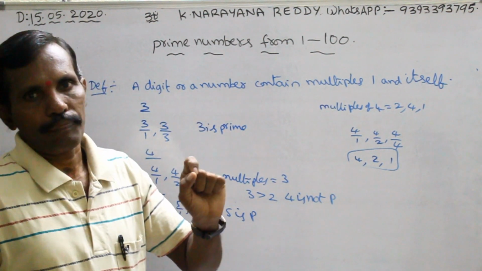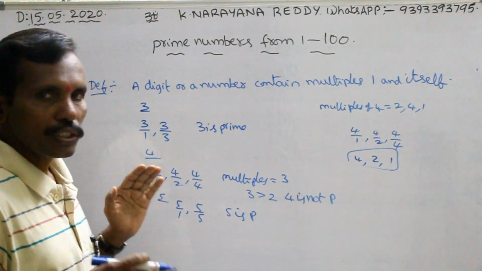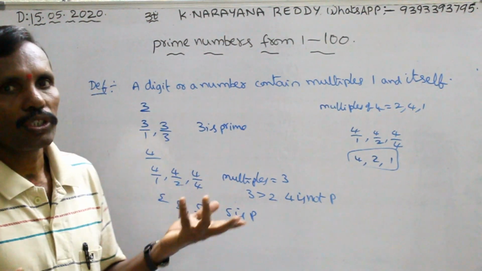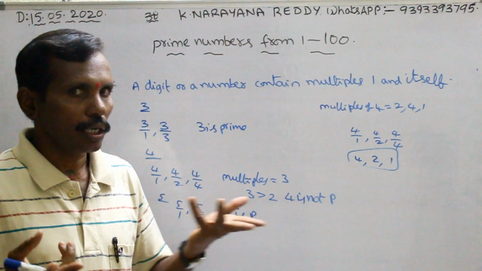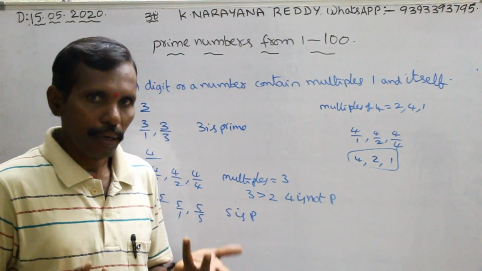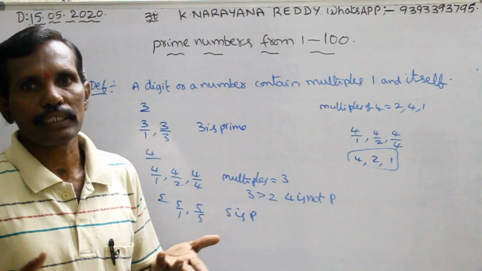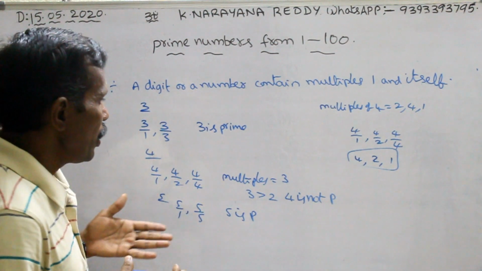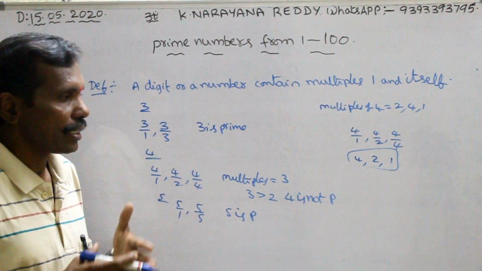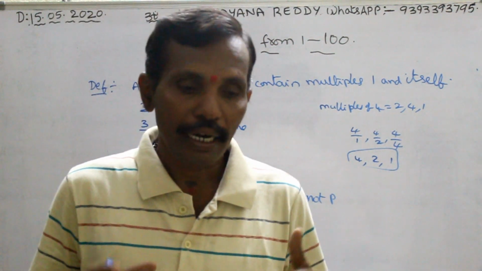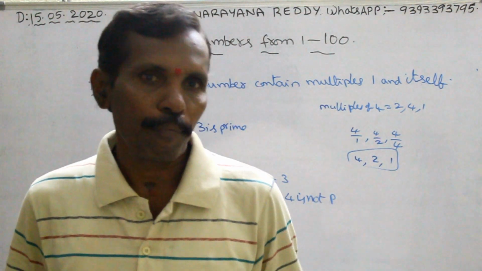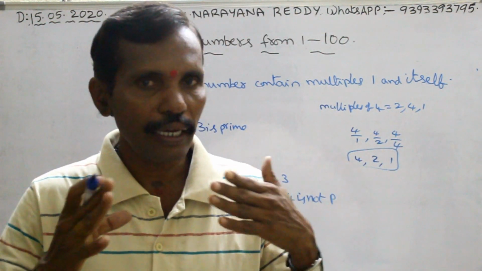So 1 is not a prime. Please remember this. 1 is not a prime because there are no multiples except 1. 0 is not a prime. Why? Because there are no multiples except 1. In this way, whenever a number contains only 2 multiples, that is called prime. Otherwise, that is not a prime.